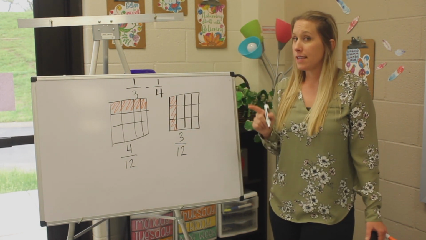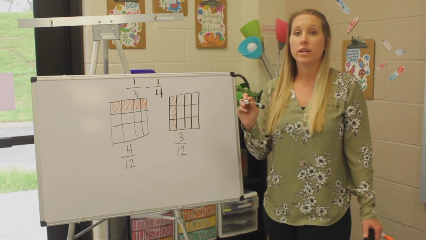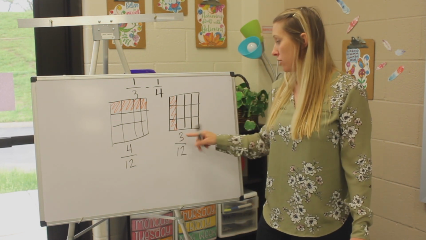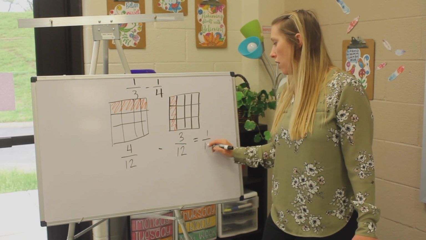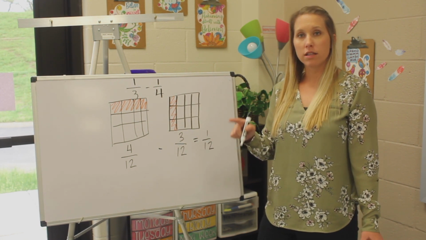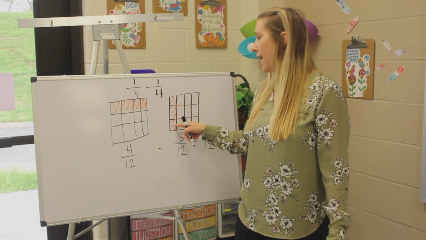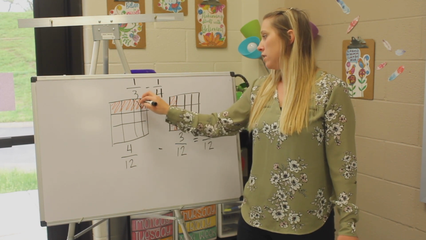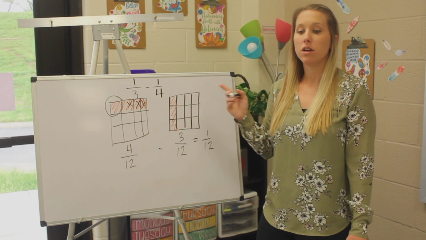Remember, we solved this the same way we do addition, except instead of adding our numerators, we subtract our numerators. 4/12 minus 3/12 equals 1/12. I can also model the subtraction on the model by taking away how many pieces? 3. 1, 2, 3, leaving me with 1/12.